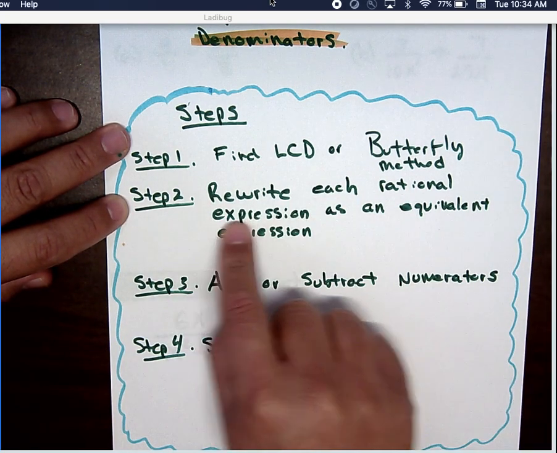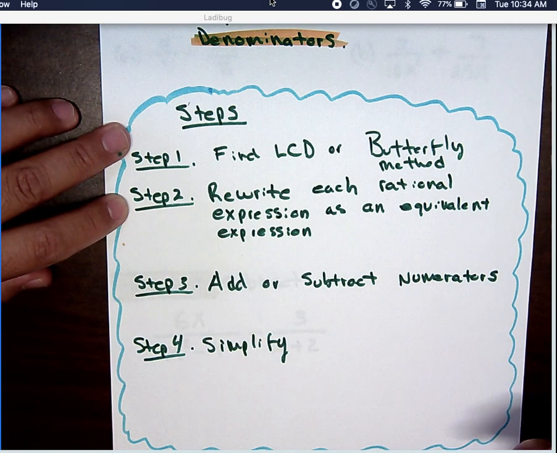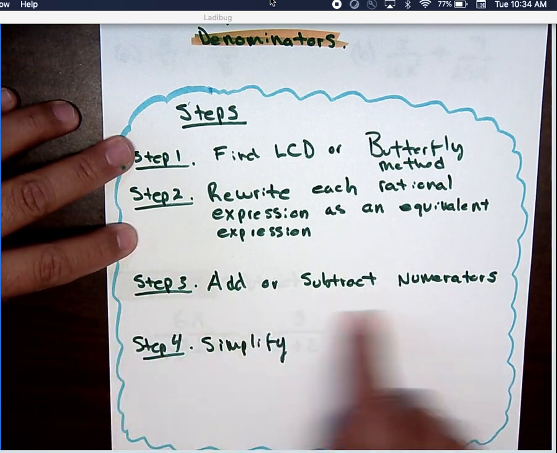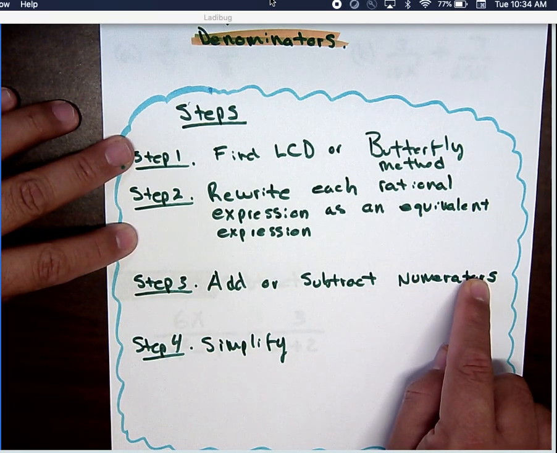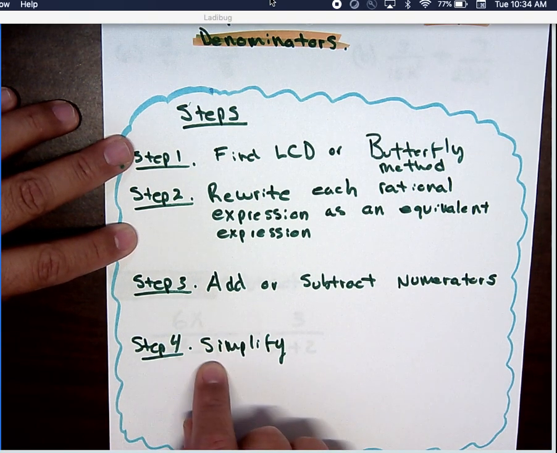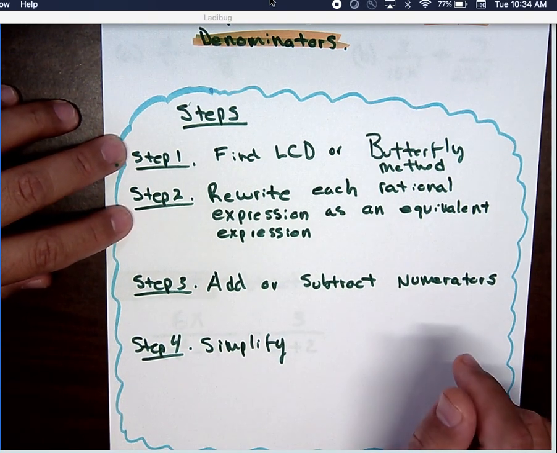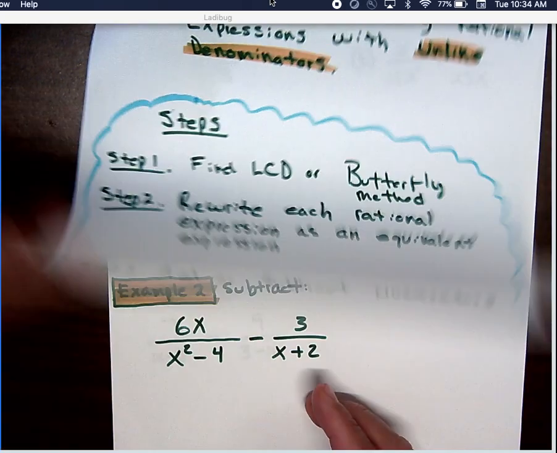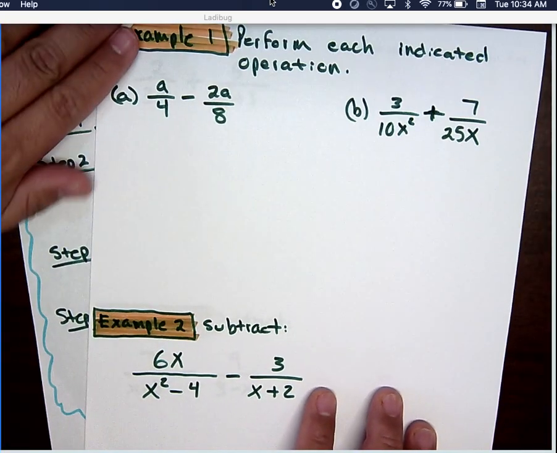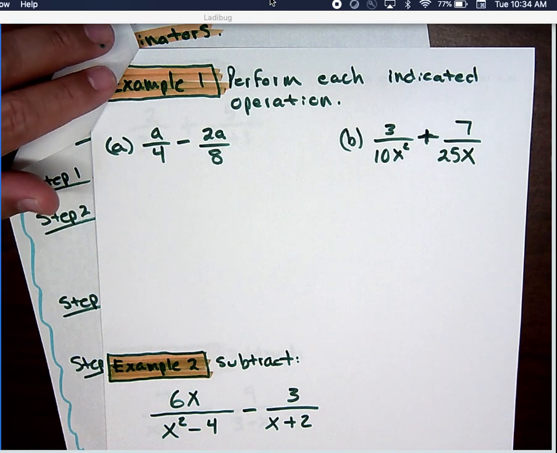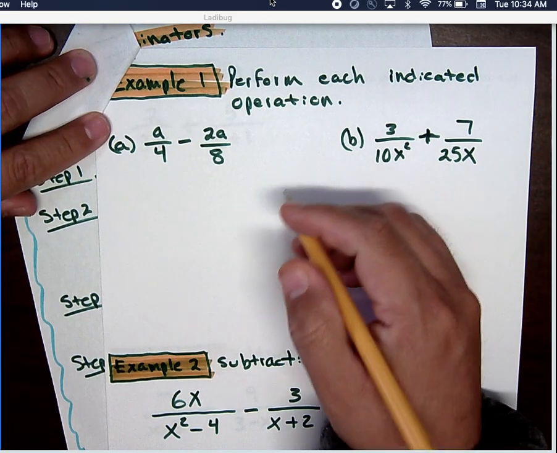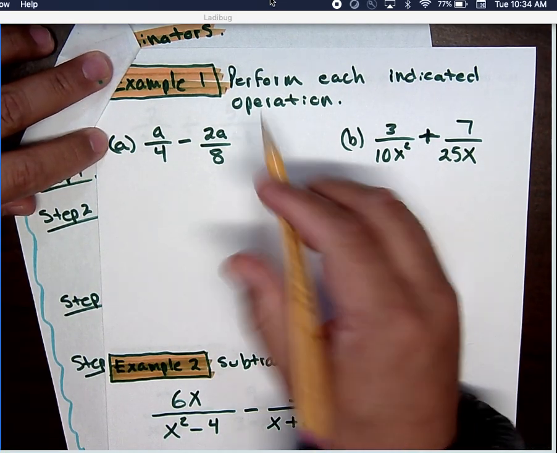So rewrite rational expressions as equivalent expressions. Then this is what we are going to do. We're going to add or subtract numerators, and then at the end we're going to simplify like we've been doing with this section and the other sections. So let me do this one. This is example 1.